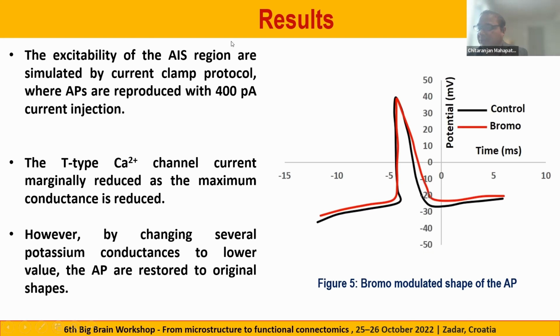So here also, in this figure we can see that because of bromo or D2R activation, the shape is changing. You can see the red and here is excitability. The rising phase of the action potential is changing, okay, because of the bromo.